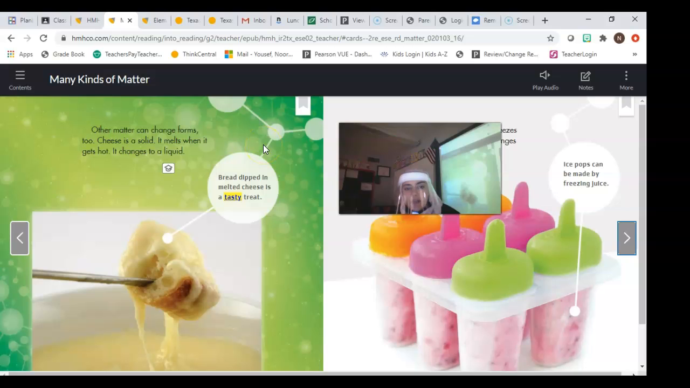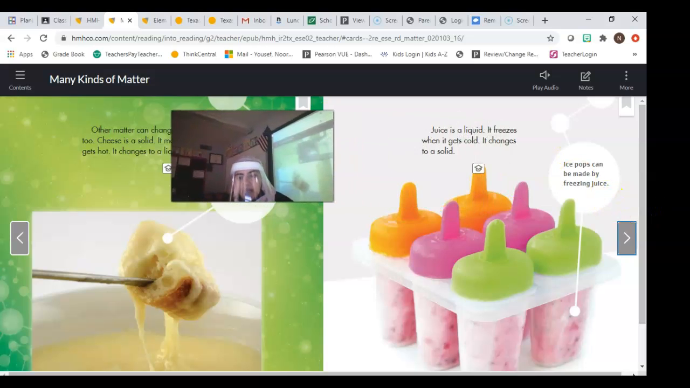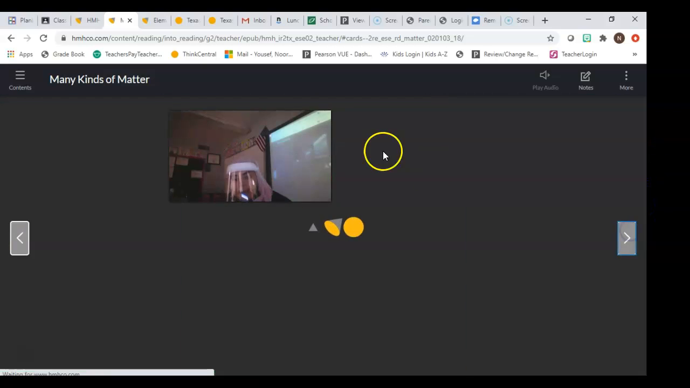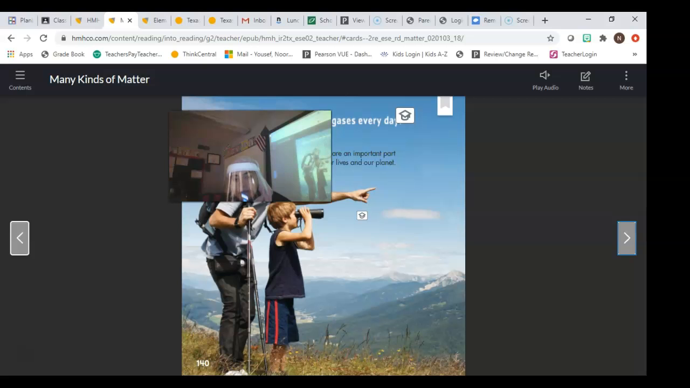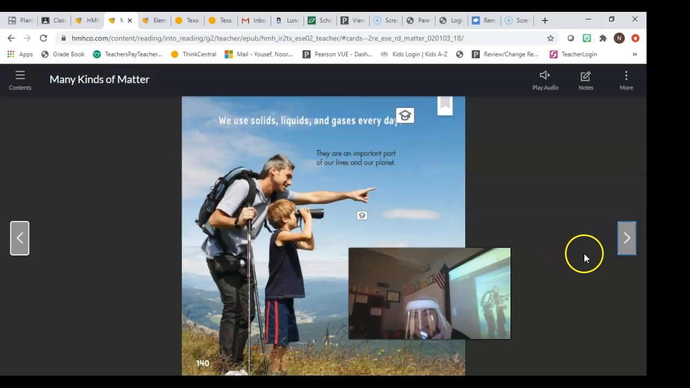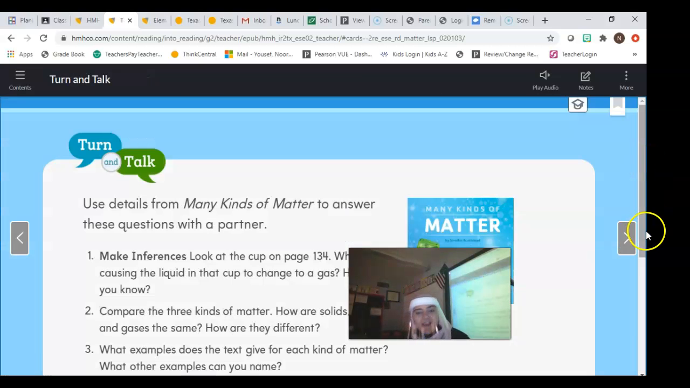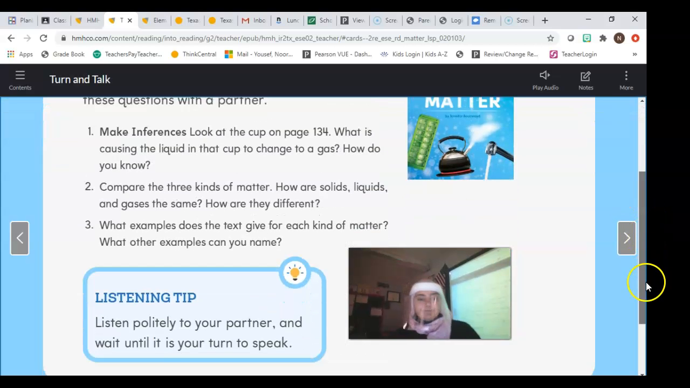Other matter can change forms too. Cheese is a solid. It melts when it gets hot. It changes to a liquid. Same thing with ice pops. Ice pop mix is a liquid, and when you freeze it, it changes to a solid, into a popsicle. We use solids, liquids, and gases every day. They are an important part of our lives and our planet. Okay, now for the good part.